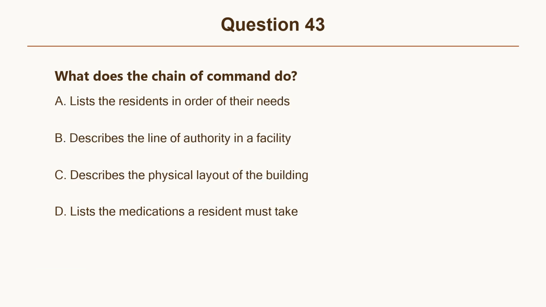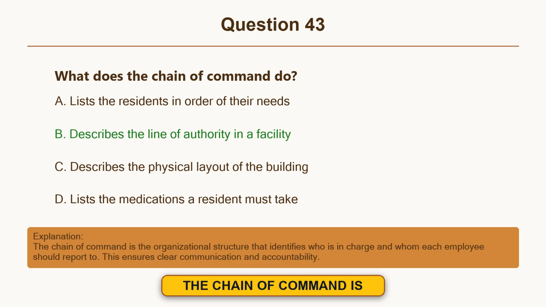Question 43. What does the chain of command do? Option A. Lists the residents in order of their needs. Option B. Describes the line of authority in a facility. Option C. Describes the physical layout of the building. Option D. Lists the medications a resident must take. The correct answer is option B. Describes the line of authority in a facility.